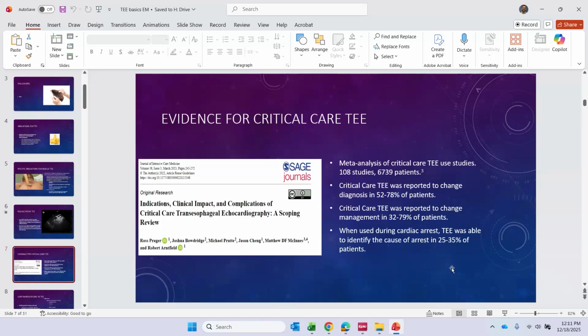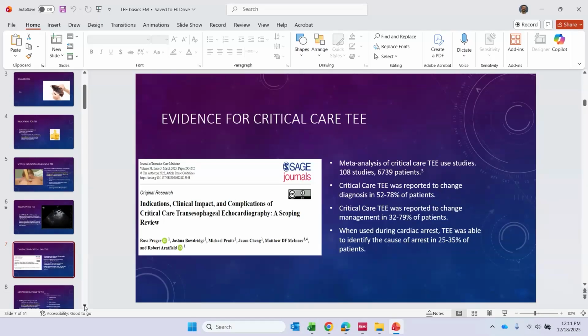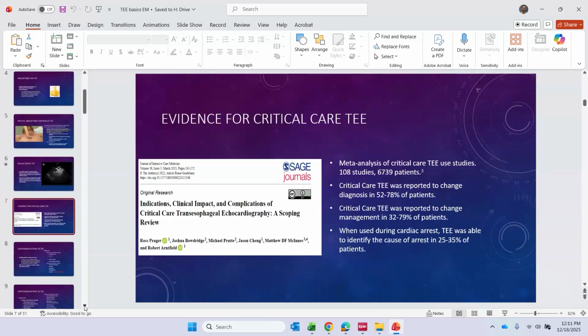And then when we use TEE during cardiac arrest, you're able to identify the cause of the arrest in 1/4 to 1/3 of patients. And we're going to touch on a couple examples of that, one of which is very recent and close to my heart. Pardon the pun.